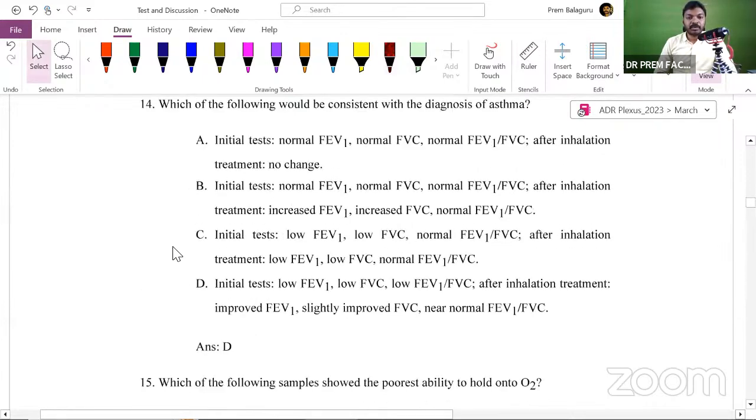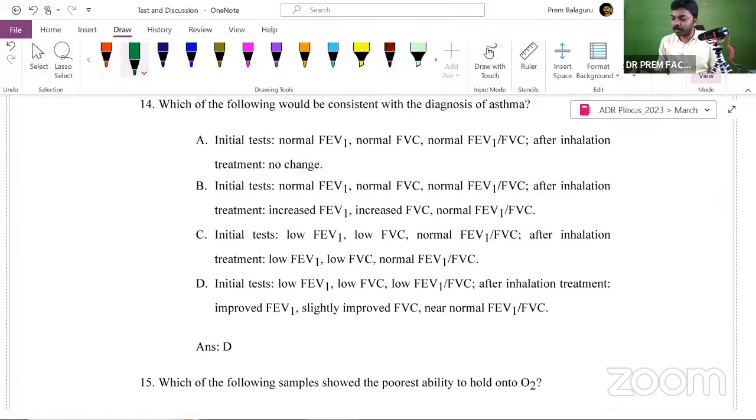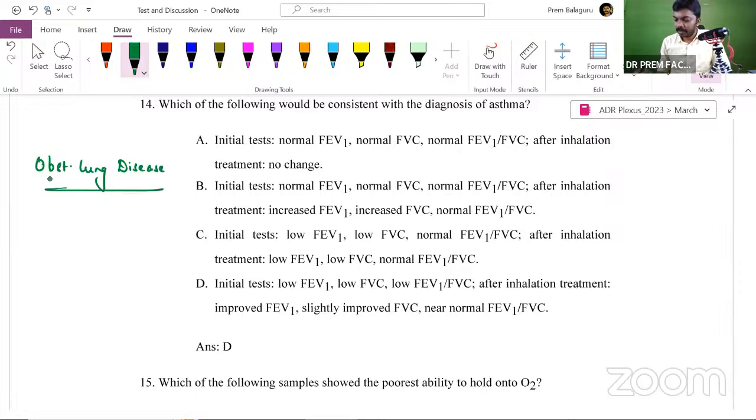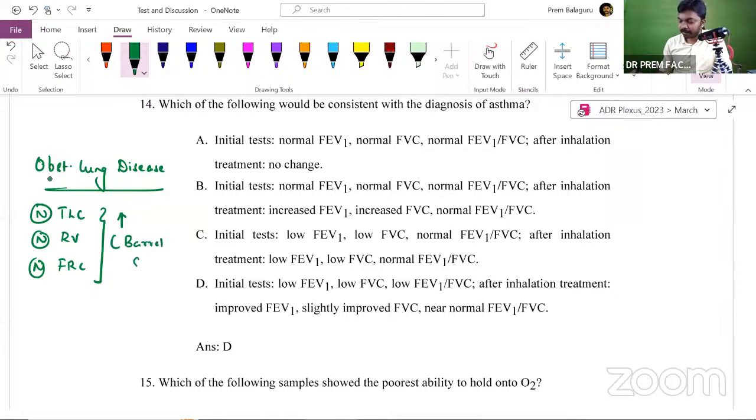Coming to question 14. Which of the following would be consistent with a diagnosis of asthma? Now we are talking about the case of obstructive lung disease. What are the characteristic features of obstructive lung disease? I think you can narrow down the conditions here. In obstructive lung disease, there is going to be normal total lung capacity, normal residual volume, normal functional residual capacity. Sometimes they may even be increased, and that is what causes the barrel-shaped chest. They are increased in barrel-shaped chest.